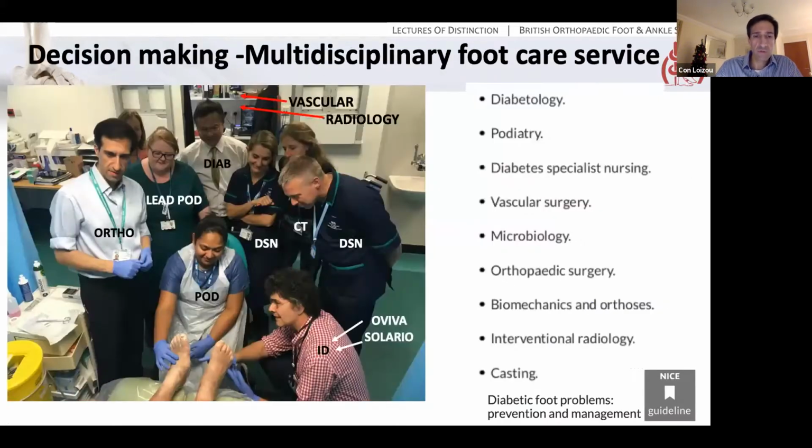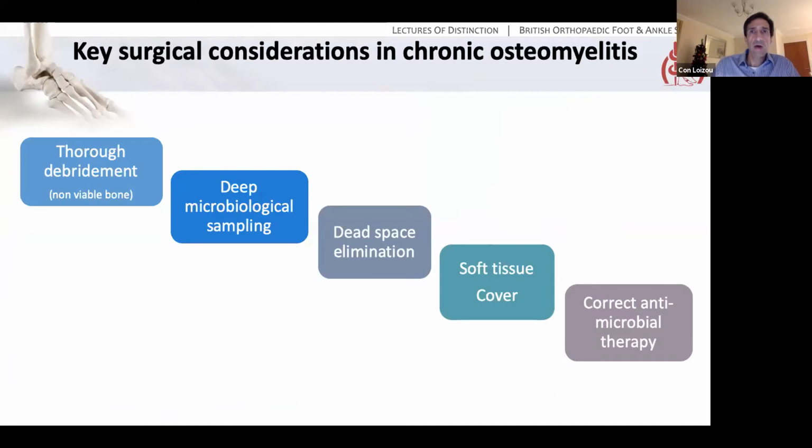Now, the third thing you're going to have to mention is that the management of such cases is via the multidisciplinary foot care service, which is composed by a whole array of specialists as per the NICE guidelines of 2015 and update of 2019. Now, the management of chronic osteomyelitis involves 5 stages. Stage 1 is thorough debridement of non-viable bone. Then you have deep microbiological sampling. Then dead space elimination, then soft tissue cover, and then correct antimicrobial therapy.